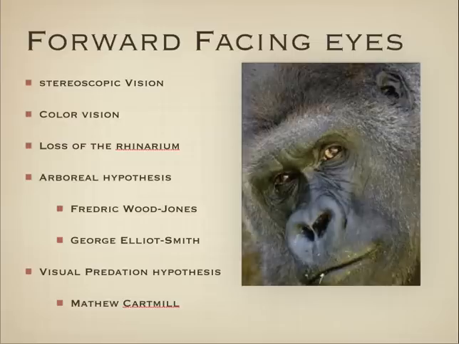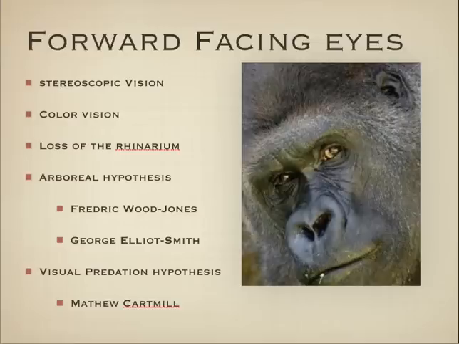One is the arboreal hypothesis, posed by Frederick Wood Jones and George Elliot Smith. The arboreal hypothesis basically states that being able to have depth perception, being able to see color, helps us negotiate movement on trees better, and without it, we'd probably fall and not be able to do as well.